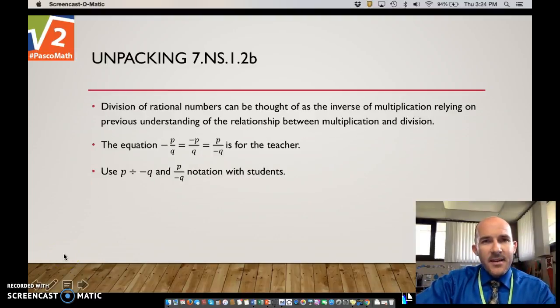When unpacking the standard, division of rational numbers can be thought of as the inverse of multiplying, relying on previous understandings of the relationship between multiplication and division. The equation negative quantity p divided by q equals negative p divided by q, which is equal to p divided by negative q, is for the teacher. That's not really the abstract piece we want to present to students. We also want to use p divided by negative q and p over negative q notation with students, and make sure they have experience with both.